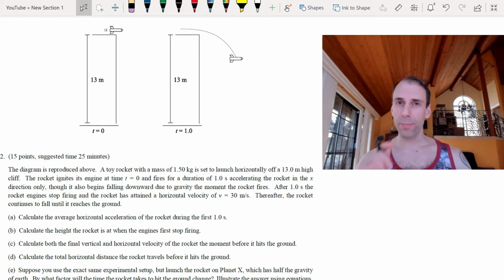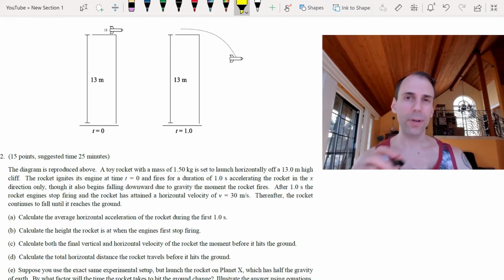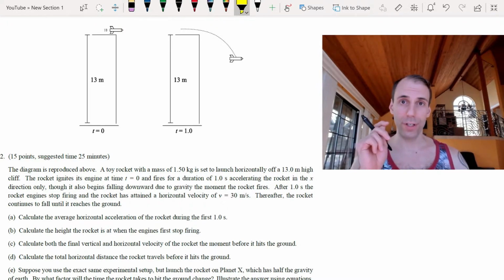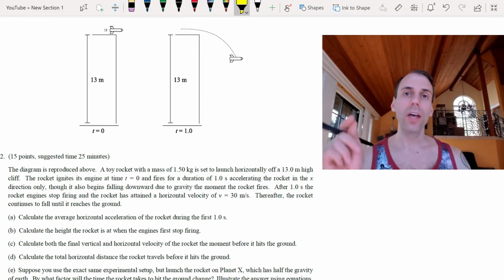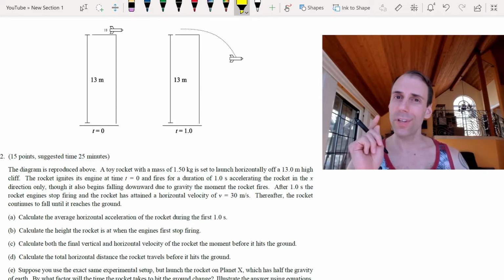All right, time for part D. I'm going to do one thing a little different here. I'm going to give you an additional opportunity to pause because in my experience, about half of the students get this part wrong.